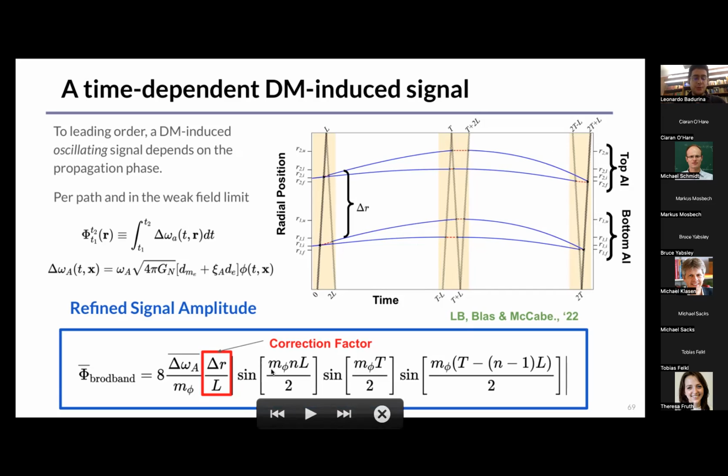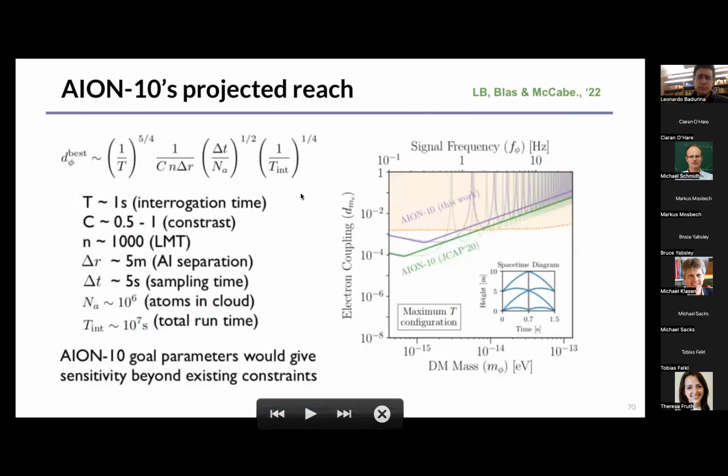If there was no dark matter candidate, meaning that the coupling strengths were 0, then this signal would go to 0. So everything seems to scale correctly. Interestingly, AION 10, the first realization of the AION experiment, would be able to constrain a small sliver of a scalar dark matter parameter space that is not yet constrained by existing experiments.